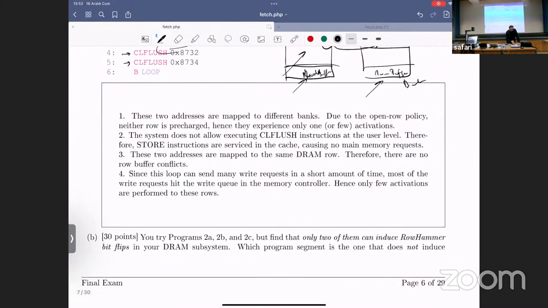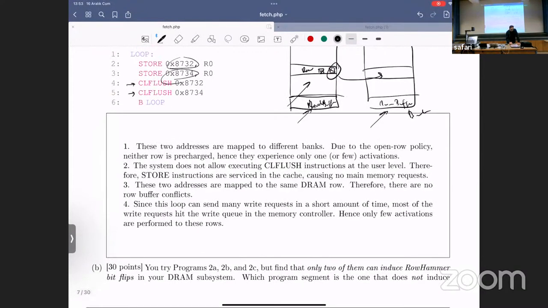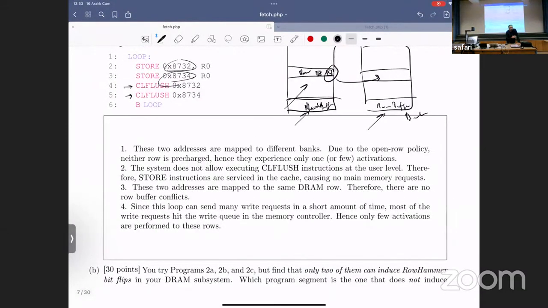And yeah, we have a few different answers here. You can check later, I think. So as long as you provide two reasons that make sense, it's okay.